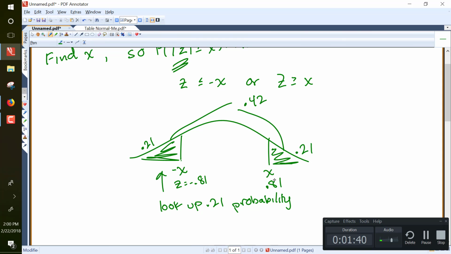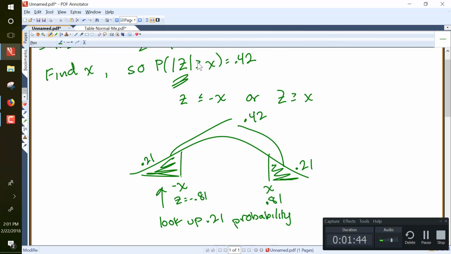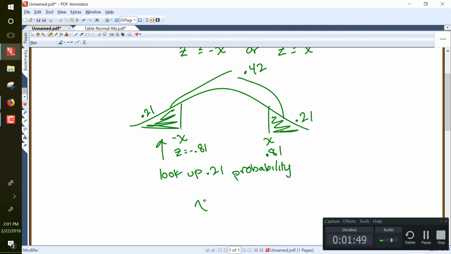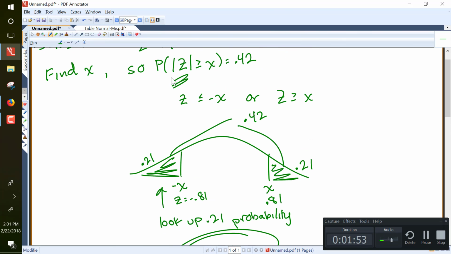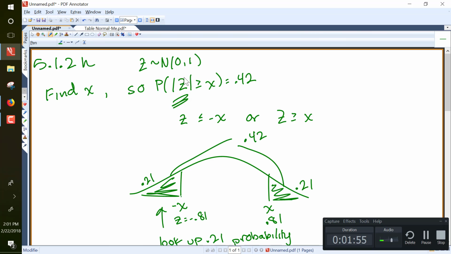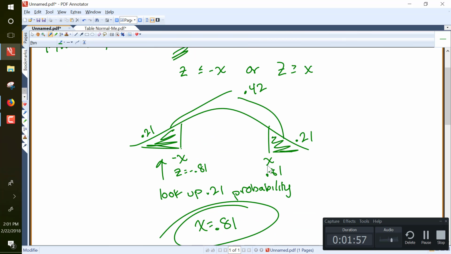Now, our textbook said put a little x there. I like a z, but they did say x. So for this statement to hold true, then this means our final answer, x, would be equal to 0.81. And we went with the positive one because for an absolute value to be bigger than it, it would have to be the positive one.